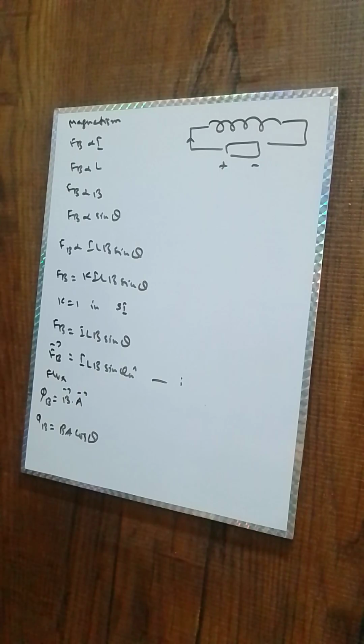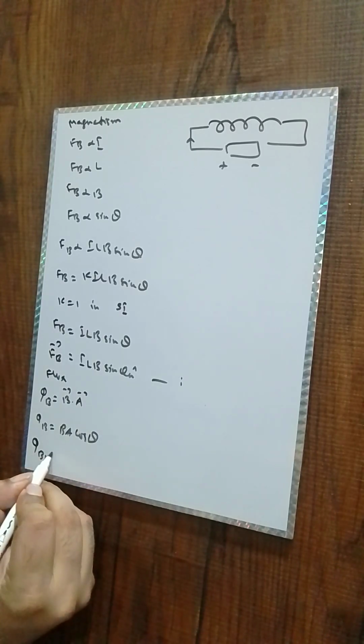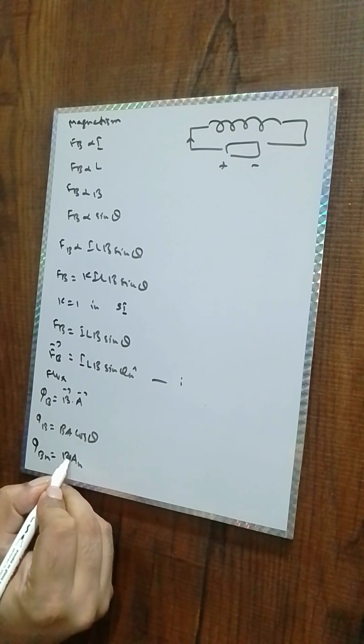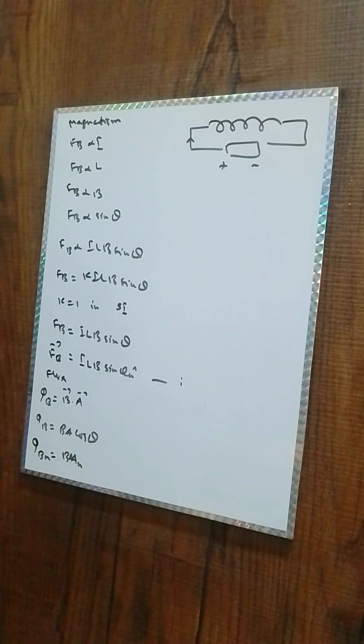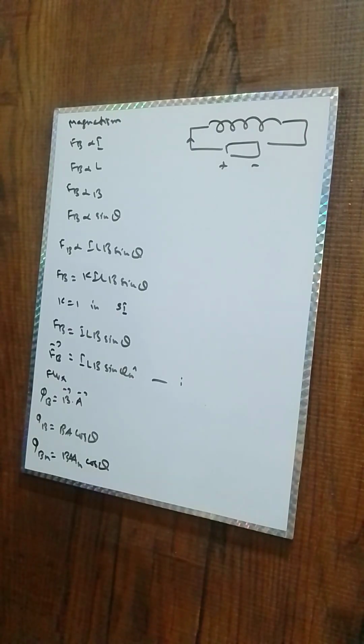So for a non-uniform surface, there is this general form that phi B is equal to B A n cos theta delta A.